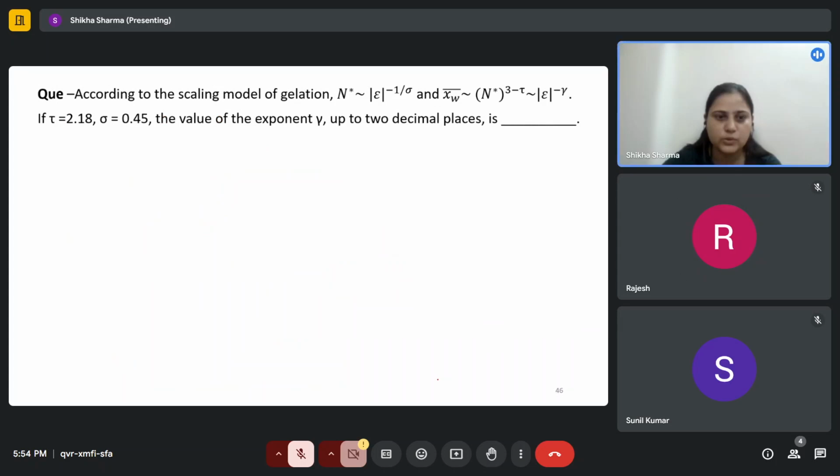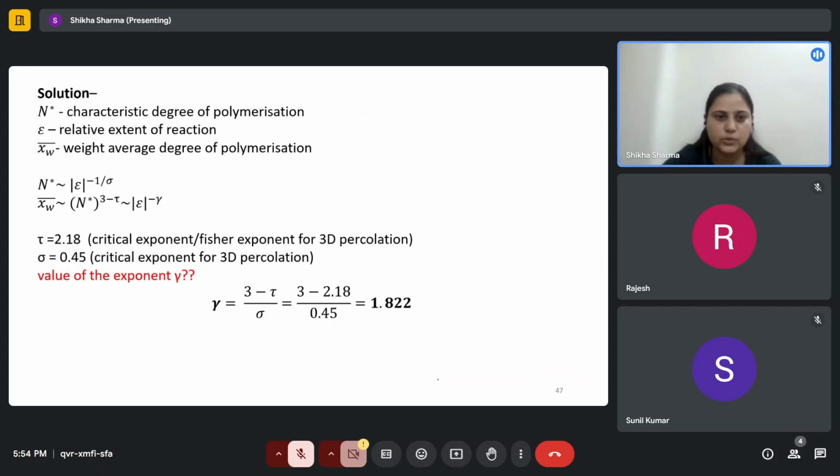According to the scaling model of gelation, these values are given, and we need to calculate the value of the exponent gamma. From these two equations, the characteristic degree of polymerization is related to the relative extent of reaction in the first relation: the characteristic degree of polymerization is approximately equal to the relative extent of reaction to the power minus 1 upon sigma, which is the critical exponent for 3D percolation in the scaling model, right?